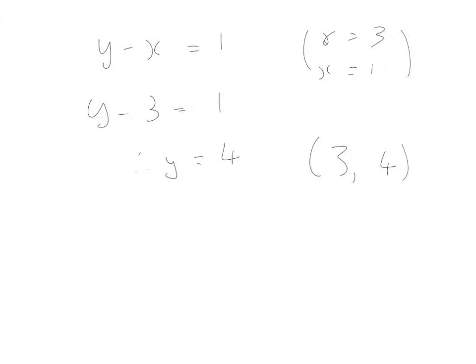So we have y minus 1 equals 1, therefore y is equal to 2. And so we've got 1, 2. So if we did draw the quadratic, we would have the line intersecting at 2 points, and those 2 points would be 3, 4 and 1, 2. Hopefully all that makes sense.